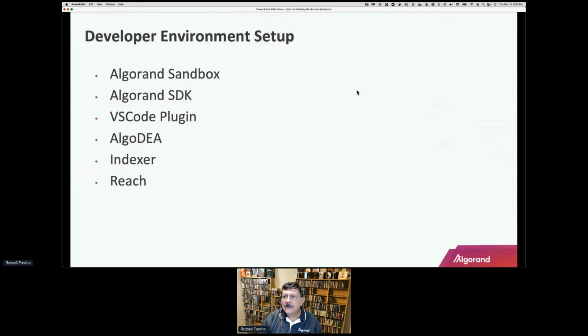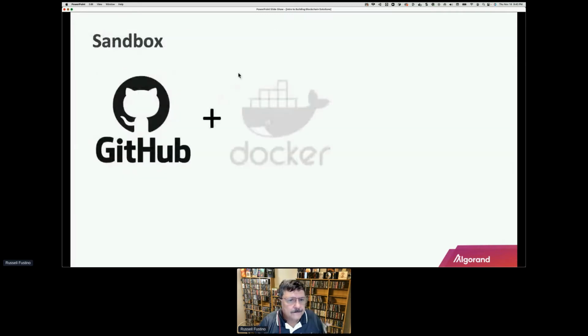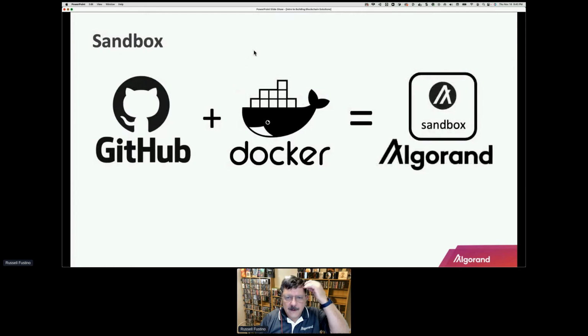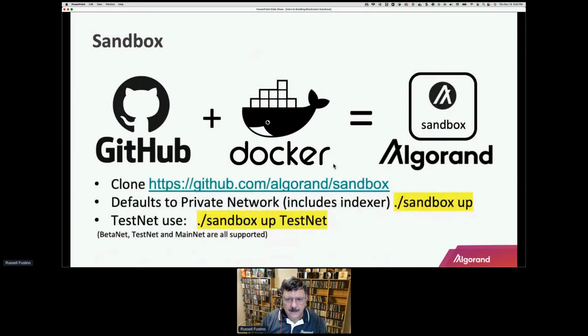And getting started, then, let's go into the next session, how you get going. So we're going to cover the Sandbox. So you've got the Algorand SDK, VS Code plugin, Algodia as well. All right. So Sandbox is very easy. You go out to GitHub, you clone the Sandbox URL, and just do ./sandbox up, and then you're up and running. You've got your own node. Betanet, testnet, and mainnet are all supported.